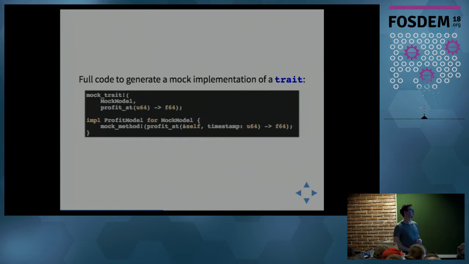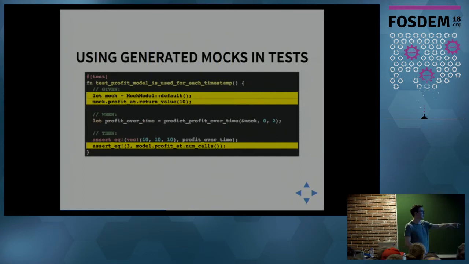So actually using this, if you imagine you wanted to just run through three timestamps and assert that the profit over time, the time series it generated, was correct, and that the profit model was used in the correct manner, we instantiate the mock by doing MockModel::default, which just creates a default initialized mock model. We say profit_at return value 10, and then the profit_at method will just keep returning 10. So we see that the actual time series it returns is 10, 10, 10. And we can make assertions at the end of the test about how the mock was called. So in this case, profit_at.num_calls is 3.